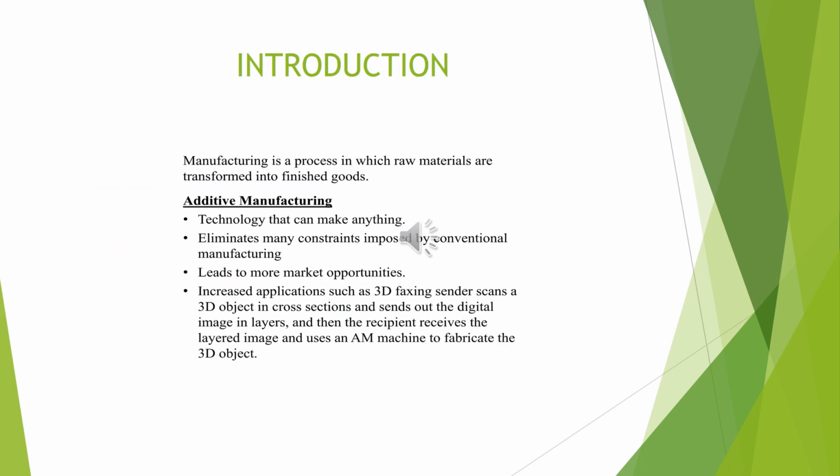Introduction. Manufacturing is the process in which raw materials are transformed into finished goods. Additive manufacturing is a technology of manufacturing by addition of material. It is a technology that can make anything. It eliminates many constraints imposed by conventional manufacturing. It leads to new market opportunities.